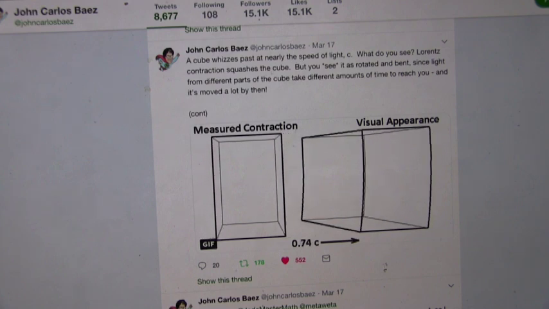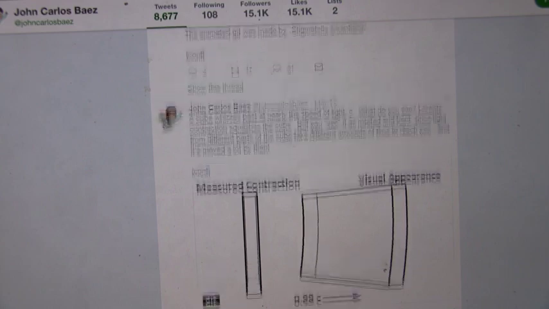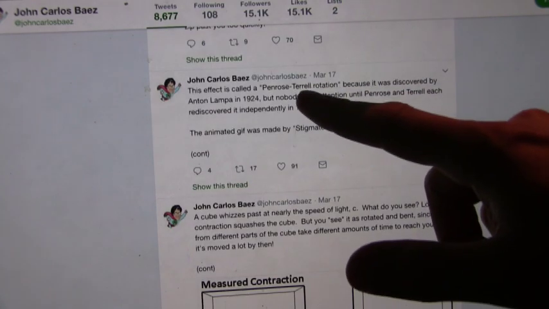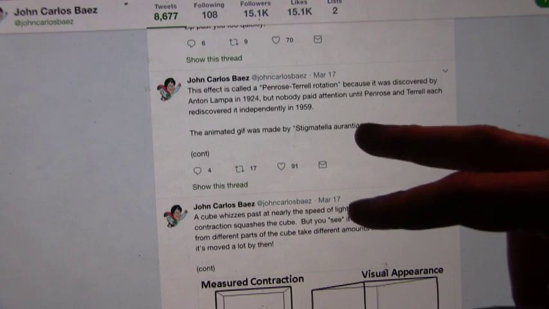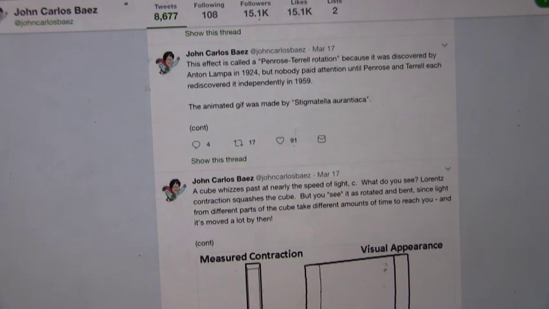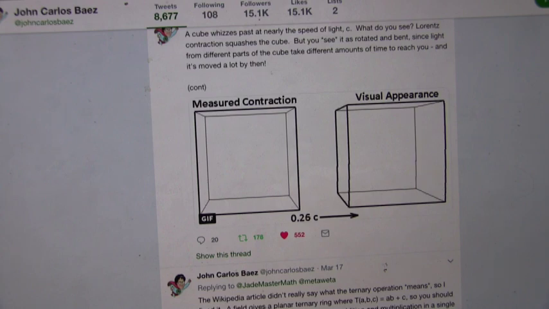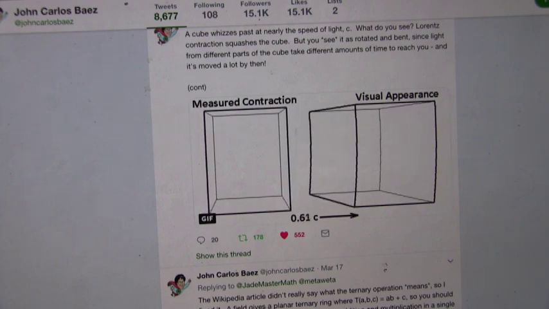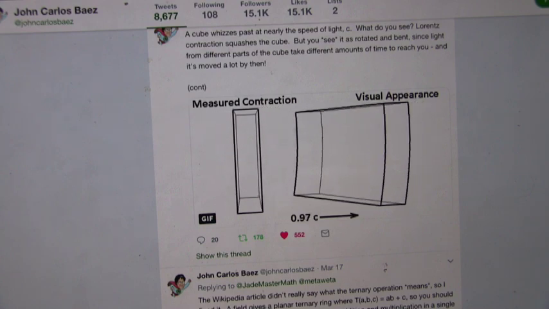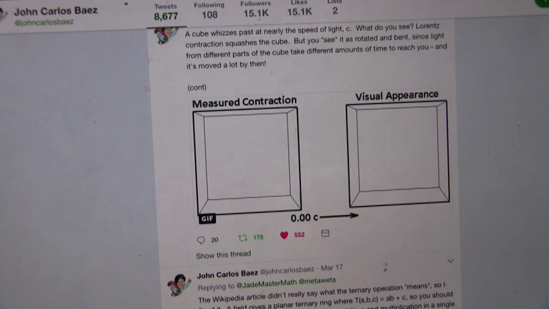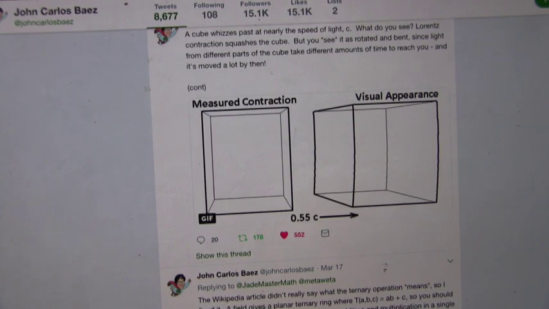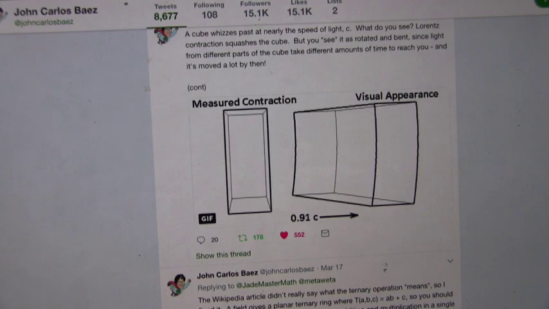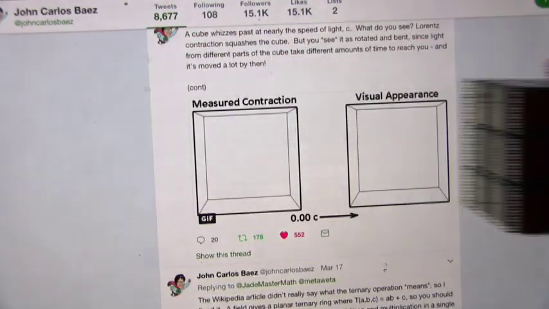It's weird that this is bending, and apparently in his tweet above, this effect is called the Penrose-Terrell rotation because it was discovered by Anton Lampa in 1924, but nobody paid attention until Penrose and Terrell each rediscovered it independently in 1959. So I'm going to ask you, what do you think makes the cube appear to rotate? What do you think is causing that to happen? Well, are we assuming the cube stays in the same orientation? Yep, we are absolutely assuming that the cube stays in the same orientation, with its face just pointing straight at you the whole time.